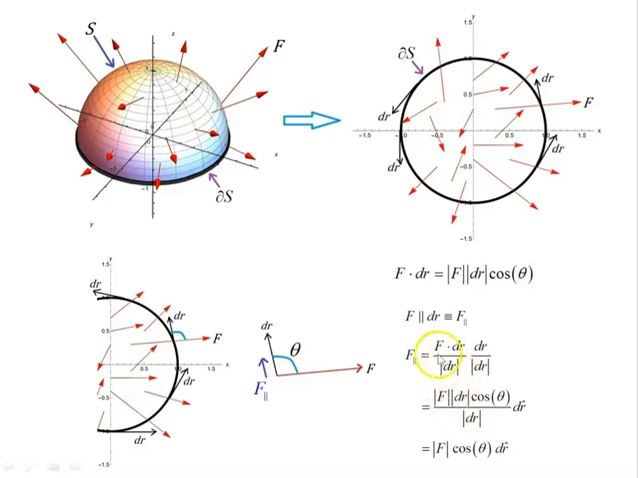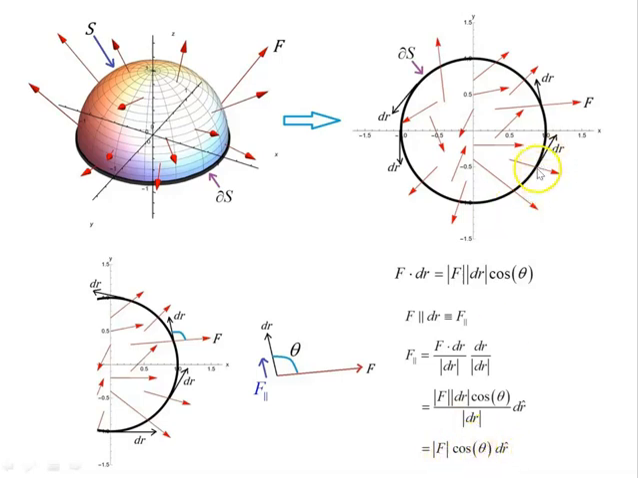Then by definition, F dot dr is this, so I put that in there. That's magnitude F times magnitude dr times cos theta, over the magnitude of dr, in the direction of the unit vector dr hat. They cancel, and we're left with the magnitude of F times cos theta times the unit vector in the direction of dr. So this is the component.